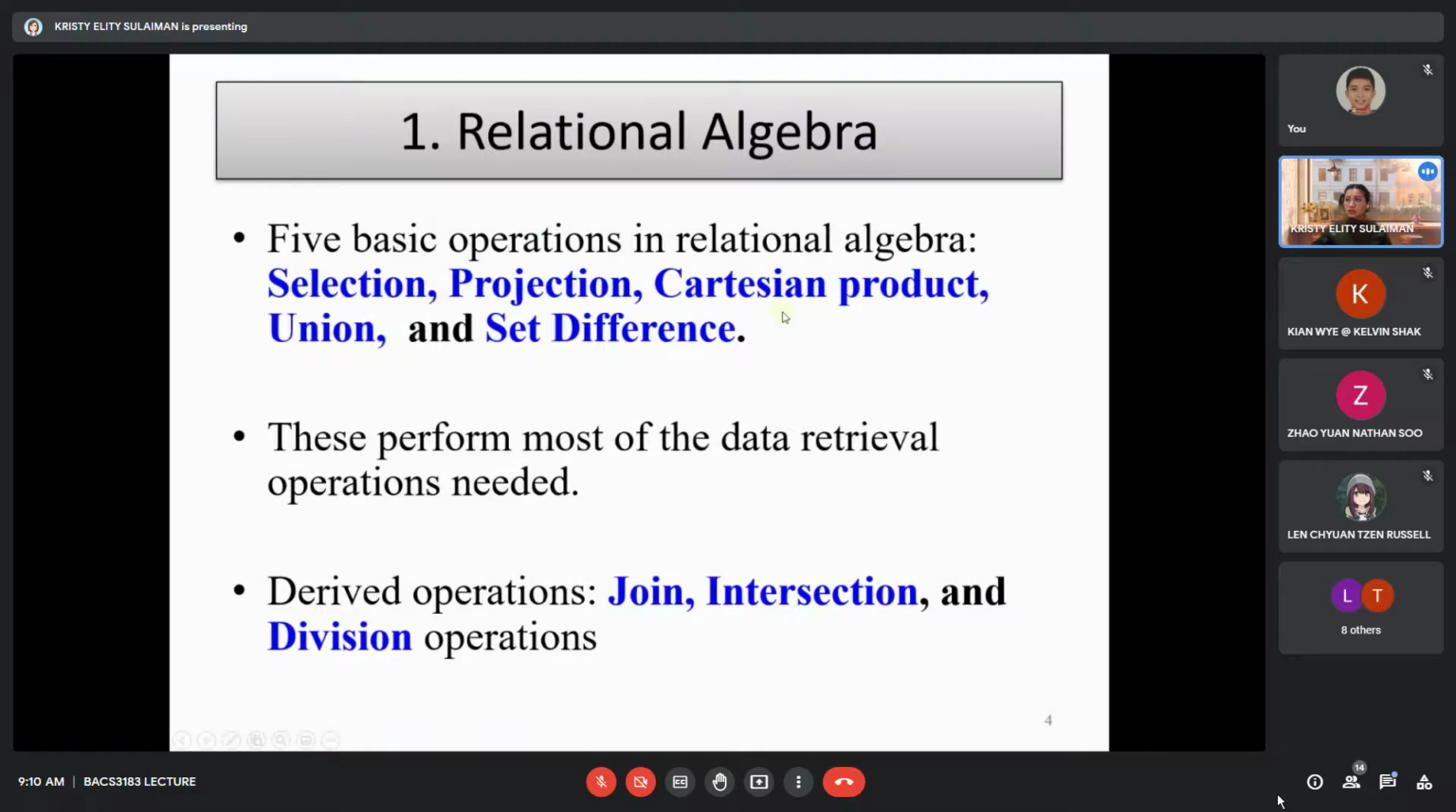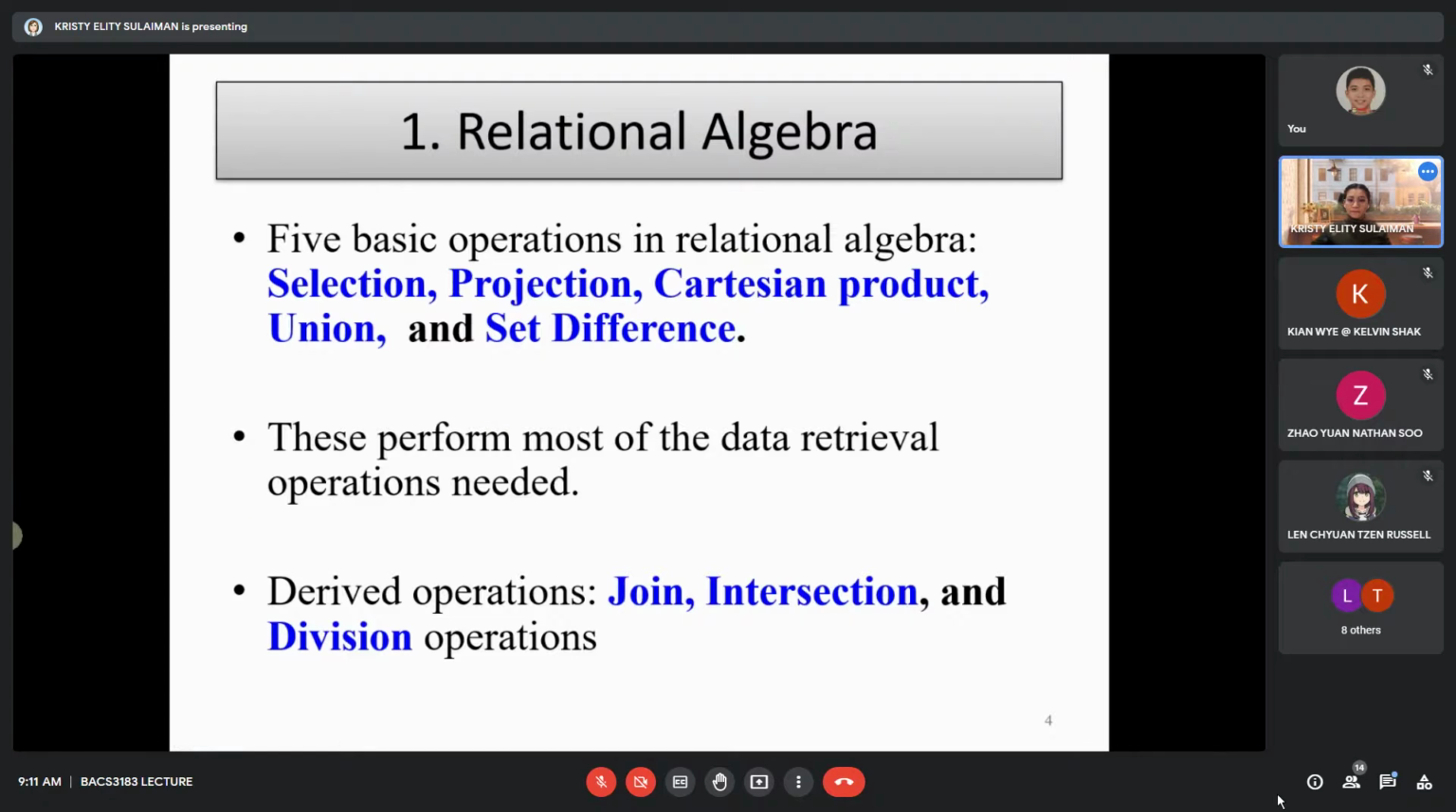Okay, so some introduction on relational algebra. Relational algebra consists of a set of operations that take one or two relations as an input and produce a new relation as the result. So we take a set of operations to create a relation and produce a result as a new relation. Okay, we look at some examples after this.